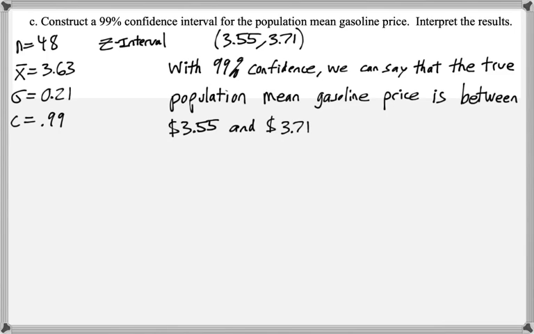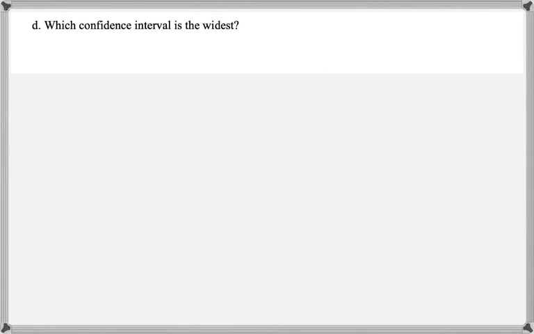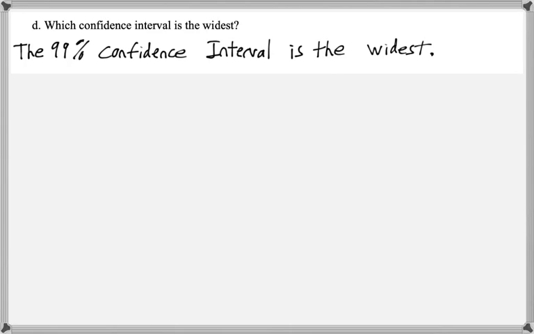$3.71. D says, which confidence interval is the widest? So the 99% confidence interval is the widest because it has the biggest range. So it goes as low as 3.55 and as high as 3.71.